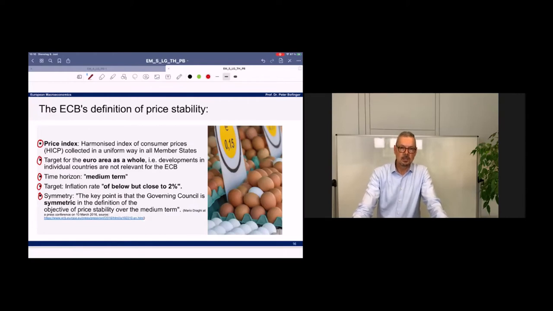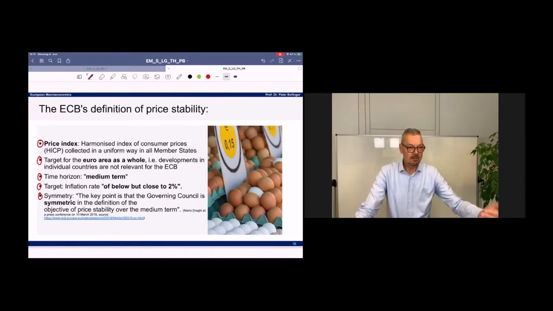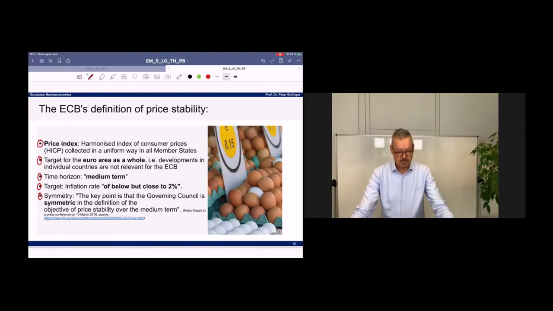That's a similar definition as the Fed Chairman Powell gave last year in Jackson Hole, where he said if you want to have an average inflation target of 2% over time, then after a period where inflation was below 2%, there must be some years where inflation is above 2%, because otherwise inflation expectations will go below 2% if we do not allow for some time somewhat higher interest rates. So, okay, that's the definition of price stability.